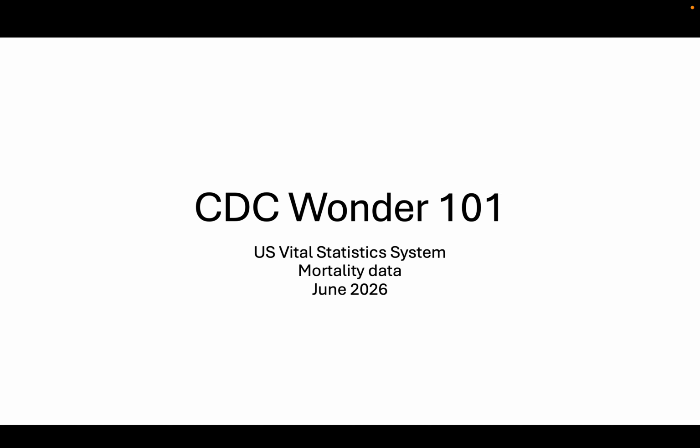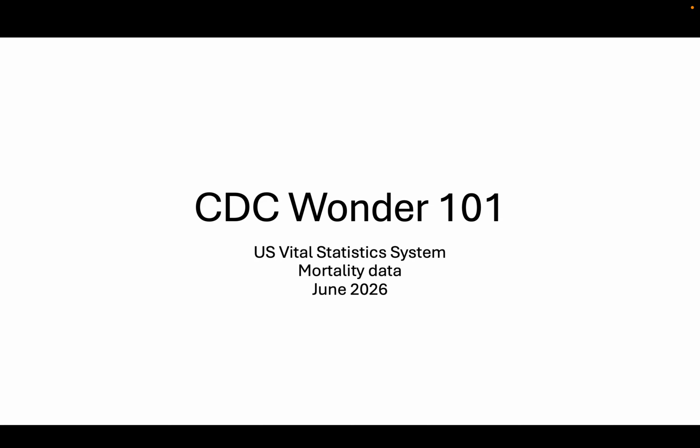Welcome. Last time we talked about replicating a data visual from the Kaiser Family Foundation, and today we're going to focus on how to extract that data directly out of CDC WONDER, hence CDC WONDER 101. That is specifically data from the US Vital Statistics System, and specifically mortality data. They also have natality data.